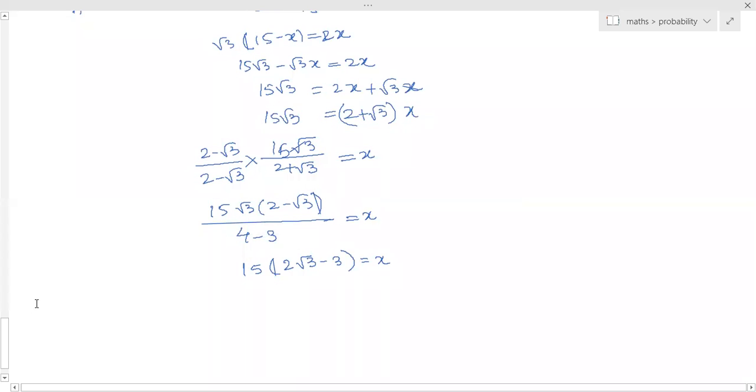Ma'am, yes. I might not understand the last step which you did. How did root 3 just come next to 2 there and went... Multiplying root 3 inside. Okay, multiplying, so root 3, you did not multiply inside. 15 into root 3 was there. 15 kept outside. Okay, okay, okay.